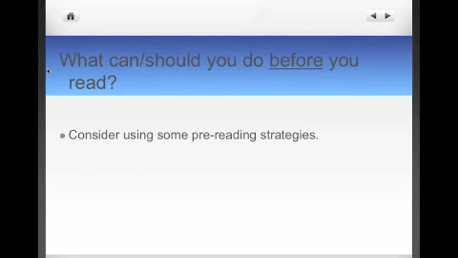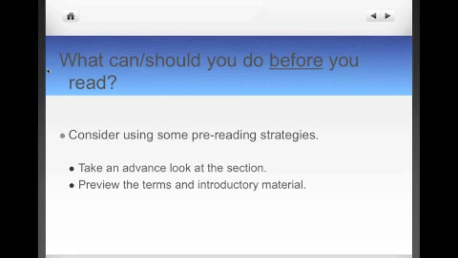So, what should you do before you read? Consider using some pre-reading strategies. For example, take an advance look at the section, flip through it, try to figure out where the section is going, what it is trying to do. The textbook does a very nice job of initially laying out the major questions it's trying to answer in each section, and that gives you an idea of what you're reading for. Why does it matter?